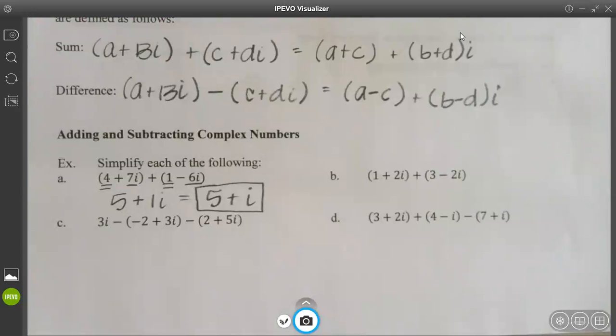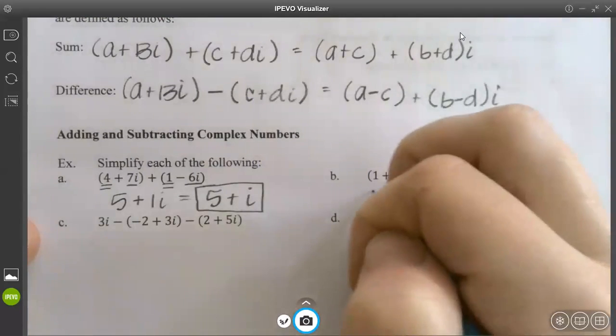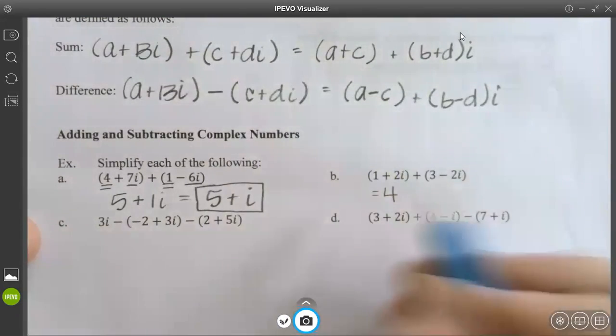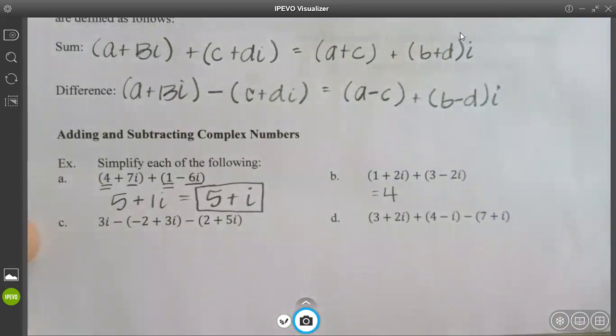So if you're adding part B, what's 1 plus 3? 4. What happens to your 2i minus 2i? It goes away.